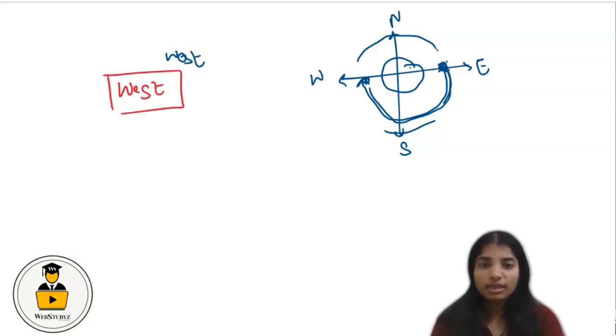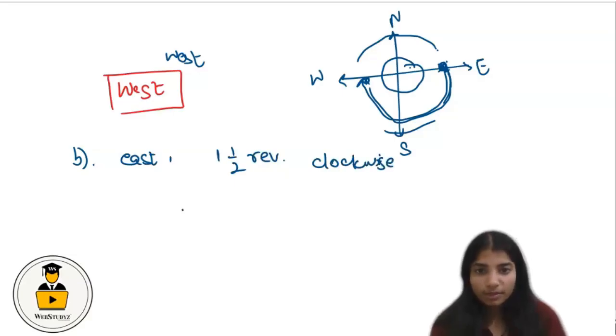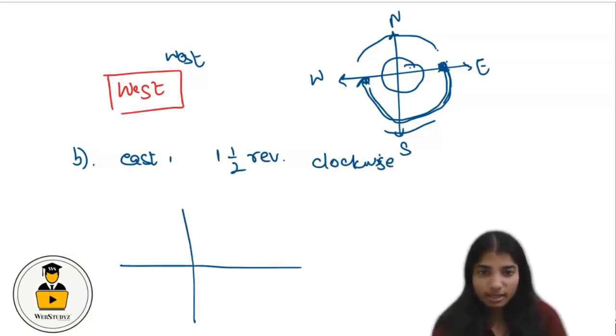Now let's move to the next part. In the next part, part B, we are given east and made 1 divided by 2 revolution clockwise, which means initially it is facing towards east. This is east, this is west, this is north, and this is south.